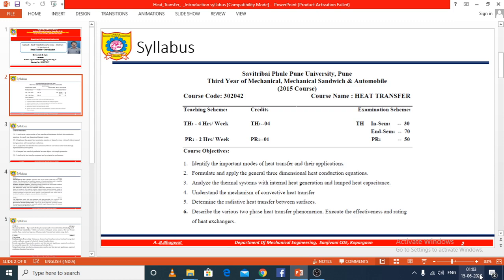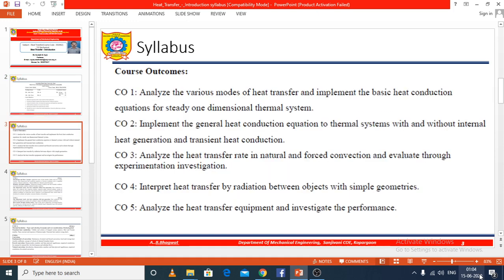Fourth is to understand the mechanism of convective heat transfer. Fifth is to determine the radiative heat transfer between surfaces. Sixth is to describe the various two-phase heat transfer phenomena and execute the effectiveness and rating of heat exchangers. These are the objectives of the subject heat transfer. Let's see what the outcomes from this subject are. There are course outcomes.